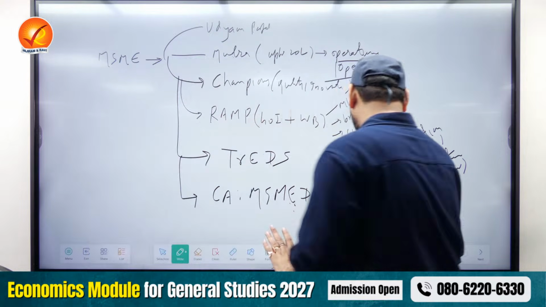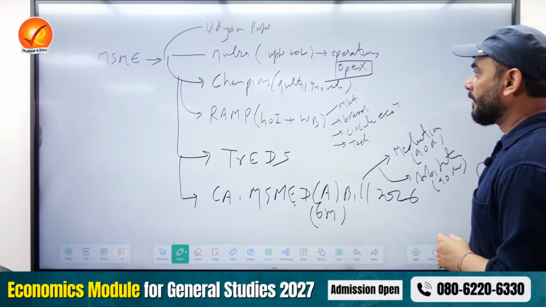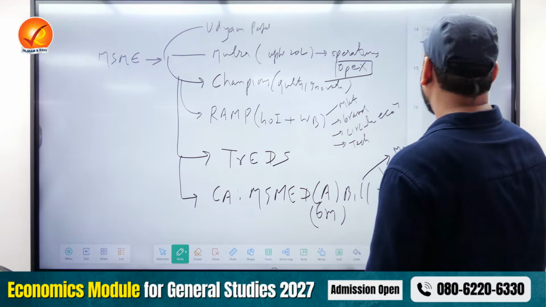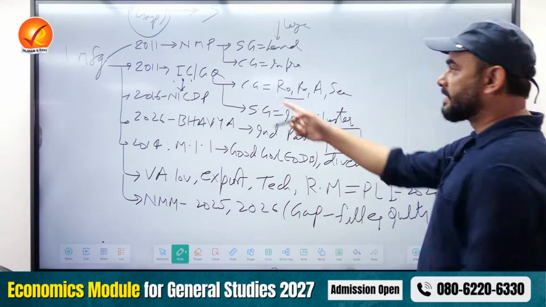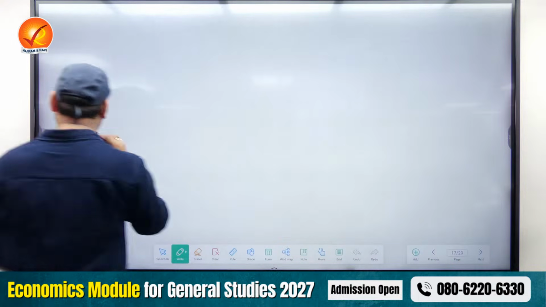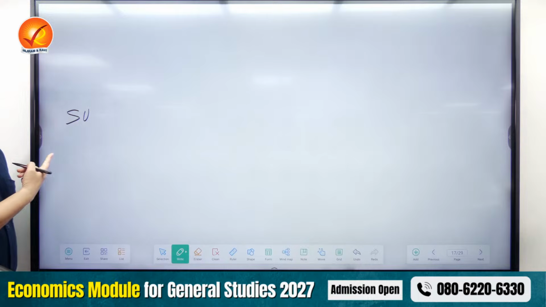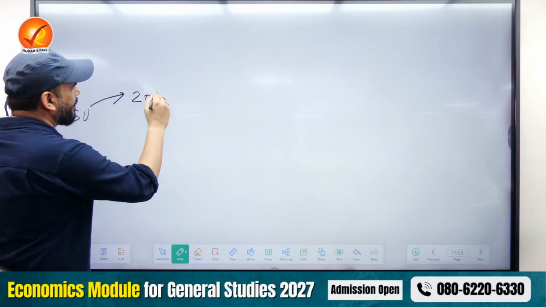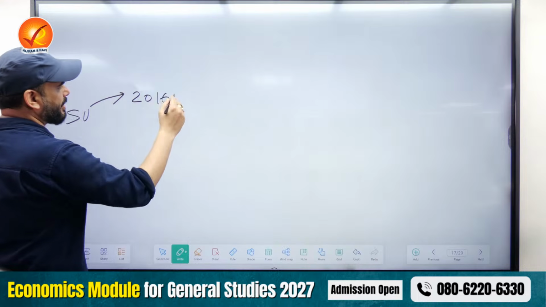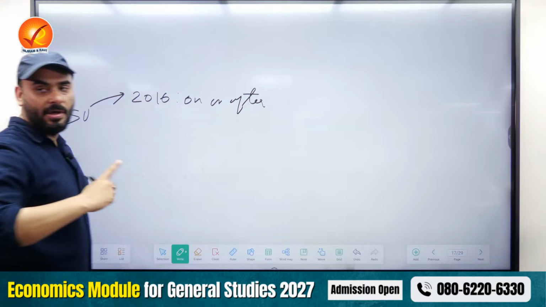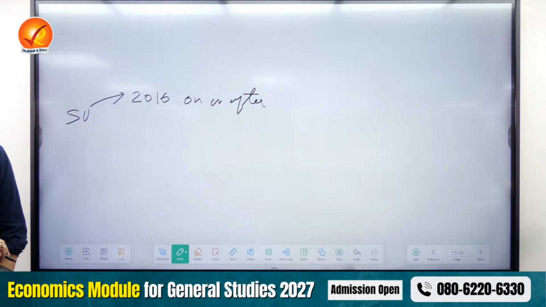So, bachcho, see, we have studied two things. One is manufacturing, and the second is MSME. And now we are going to study the third pillar, which is called startup. So what does the government of India do in startup? It's very simple. The government of India says that any company which was established after 2016, which means on or after, is eligible. What are the two types of startups in India?